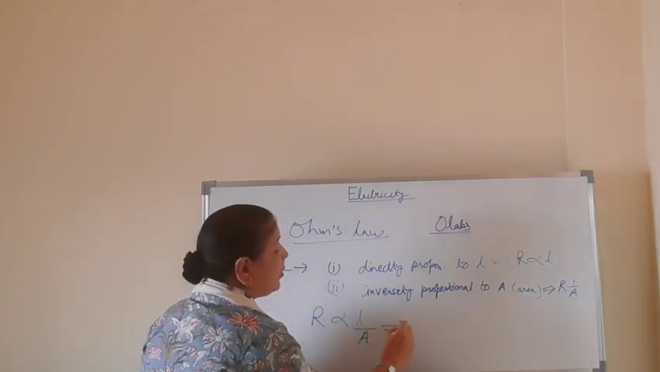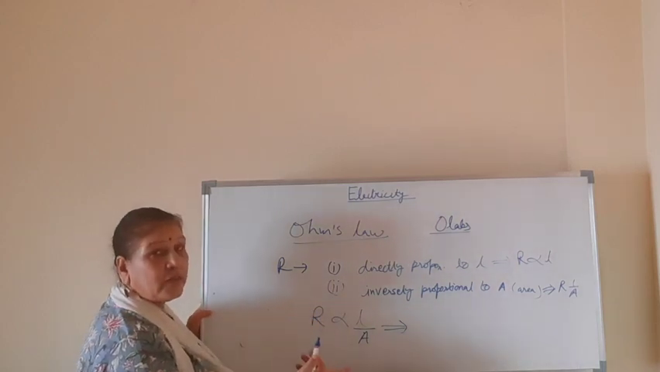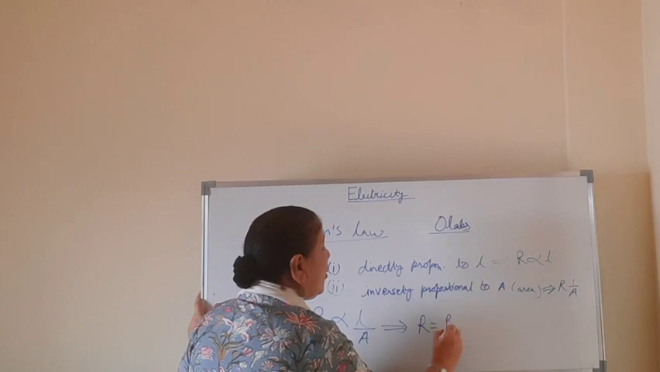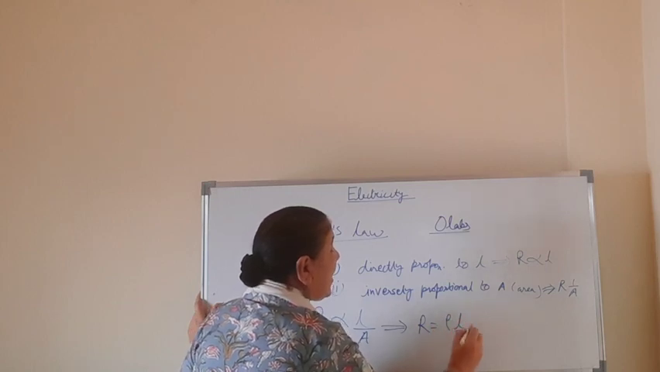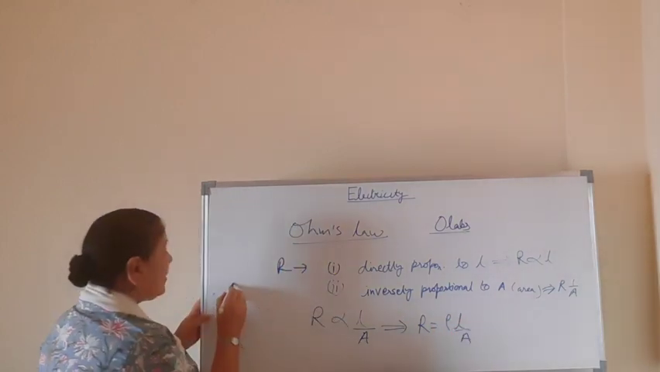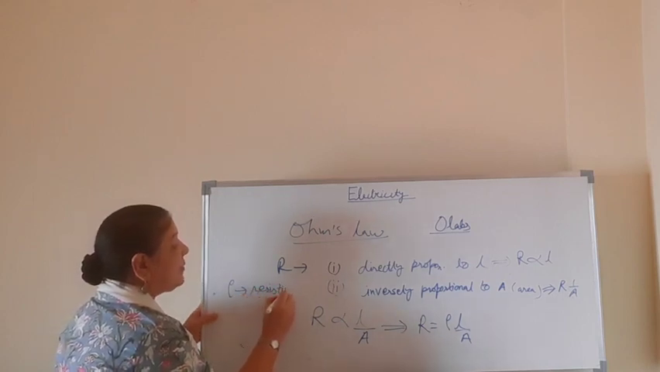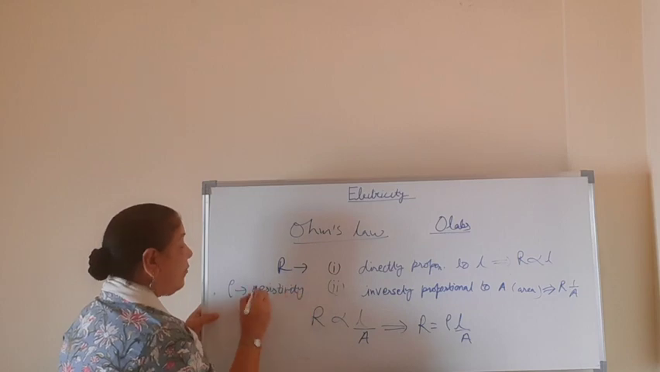If I am going to remove this proportionality sign, I have to introduce one constant. So R is equal to rho L by A, where this rho is called the resistivity of the conductor.